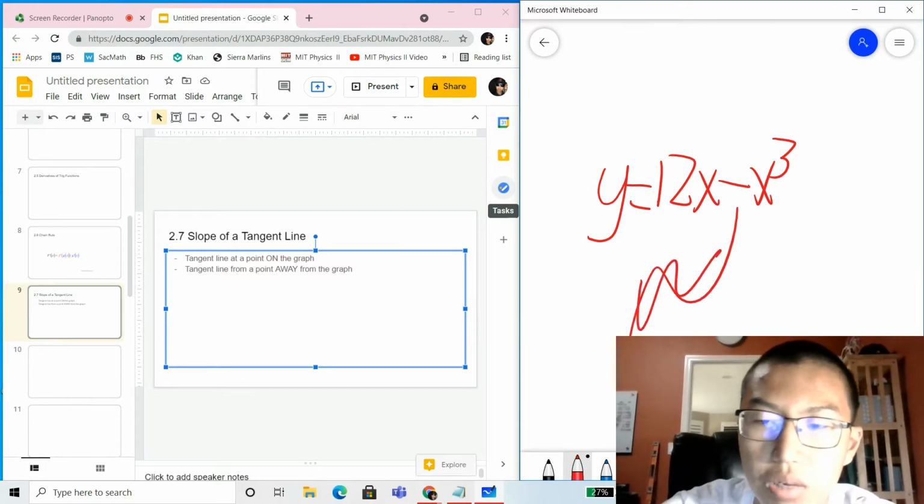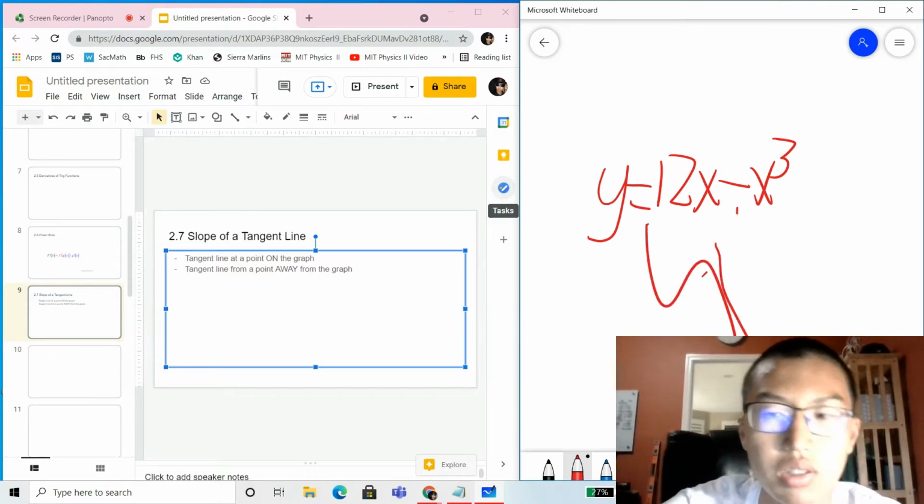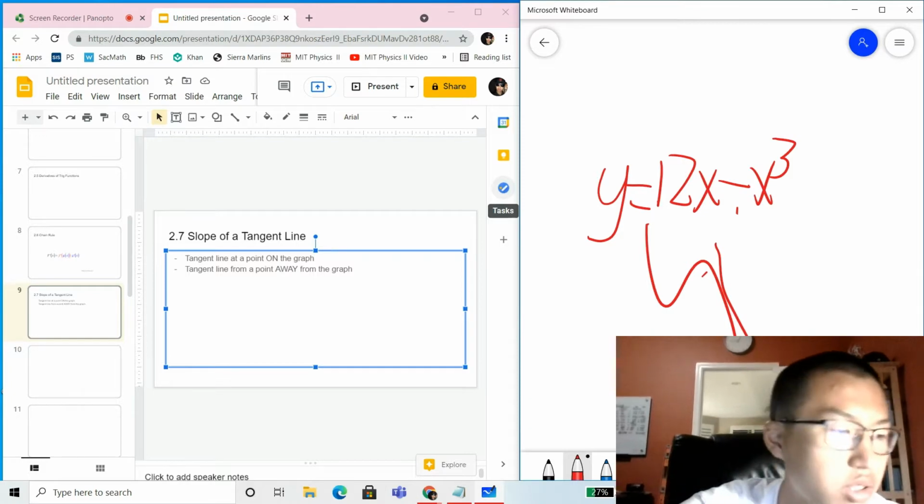No, that's for positive x cubed. Or a graph at x equals 3. So it's going to be something like that. Or we'll see.